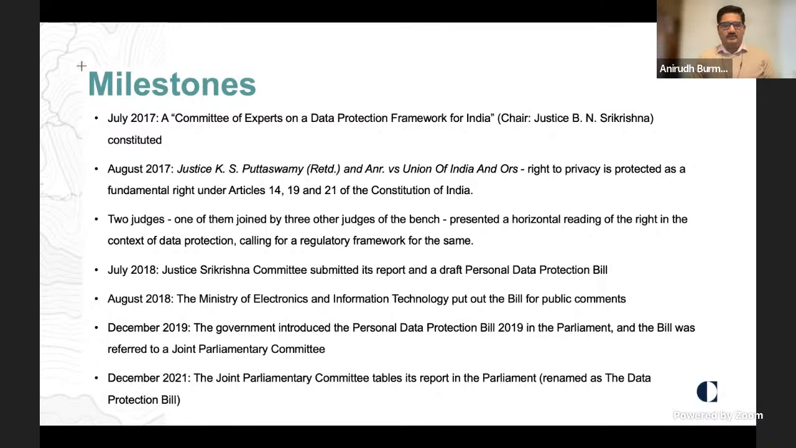In July 2018, the Sri Krishna Committee submitted its report, and then the Ministry of Electronics and Information Technology put out this version of the bill for public comments. This process went on for a year. The ministry solicited comments, and then in December 2019, a little more than 2 years ago, the government introduced its own version of the Personal Data Protection Bill in Parliament, and it was referred to a Joint Parliamentary Committee. And then earlier in December 2021, about 2 months ago, the JPC tabled its report in Parliament.